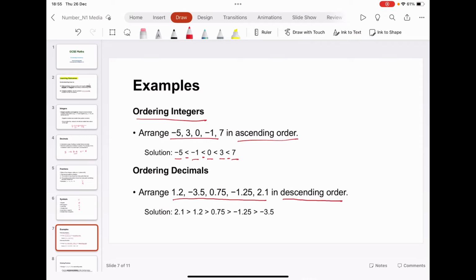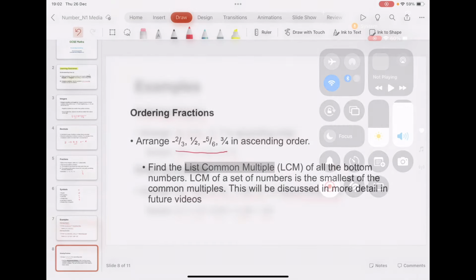And as we said before, negative numbers are smaller than positive numbers, and the larger the negative number is, the smaller the number. So in this case, the largest number is 2.1, followed by 1.2, followed by 0.75, followed by minus 1.25, followed by minus 3.5. And again, we use these symbols to mean 2.1 is greater than 1.2 and 1.2 is greater than 0.75, and 0.75 is greater than minus 1.25, and minus 1.25 is greater than minus 3.5.